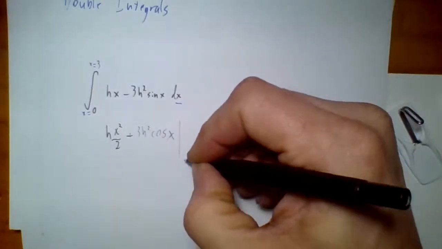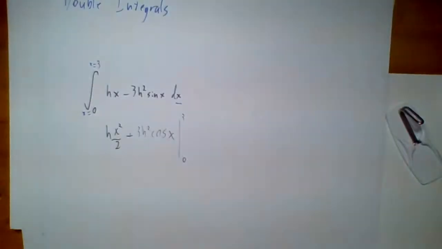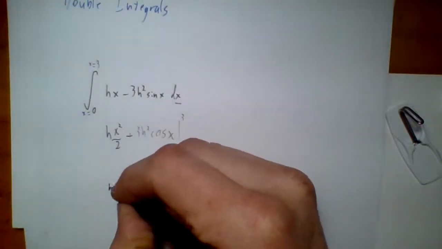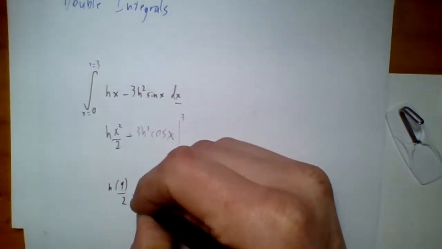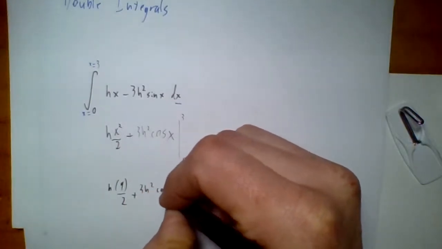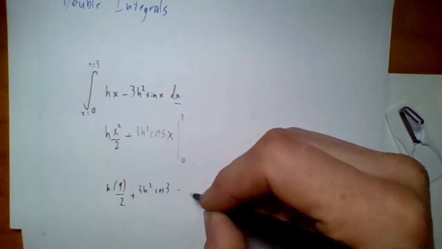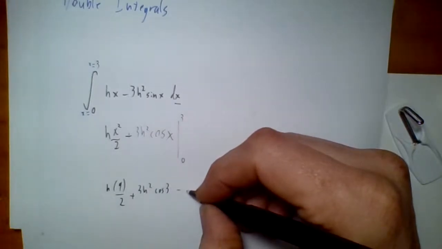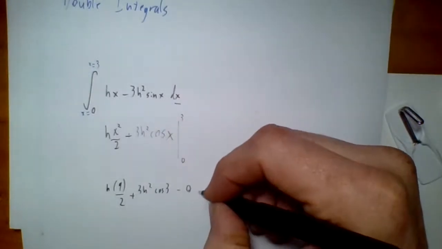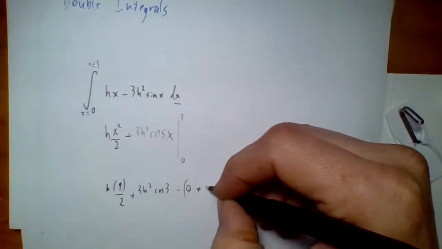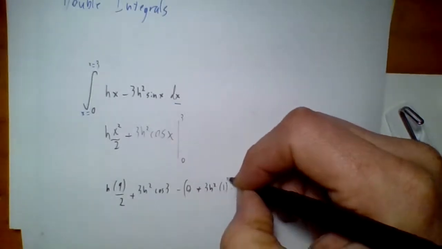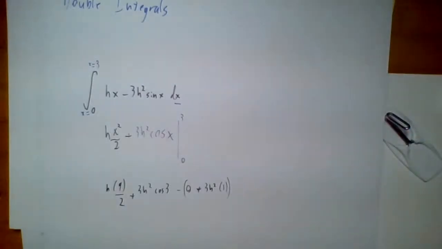And when we evaluate that, these x values are going in, and the h is still going to be there. So we're going from 0 to 3. We plug in the 3: h times 9 over 2, plus 3h squared cosine of 3, whatever that is, minus, this would be a 0 term, and this would be a 3h squared times 1 term. So we'd have those values, and we'd still have the h in there, and it really never entered into the calculus or the evaluation parts of any of that. It's just a constant that's along for the ride.